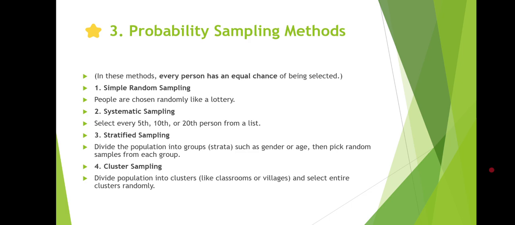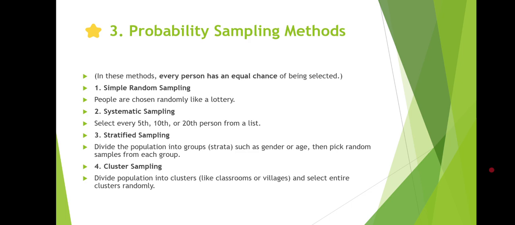Next, we have stratified sampling. So here we divide the population into groups called strata based on some characteristics like boys and girls, age group and income level. Then we take a random sample from each group. This ensures the representation of all the groups. For example, 30 boys and 30 girls.